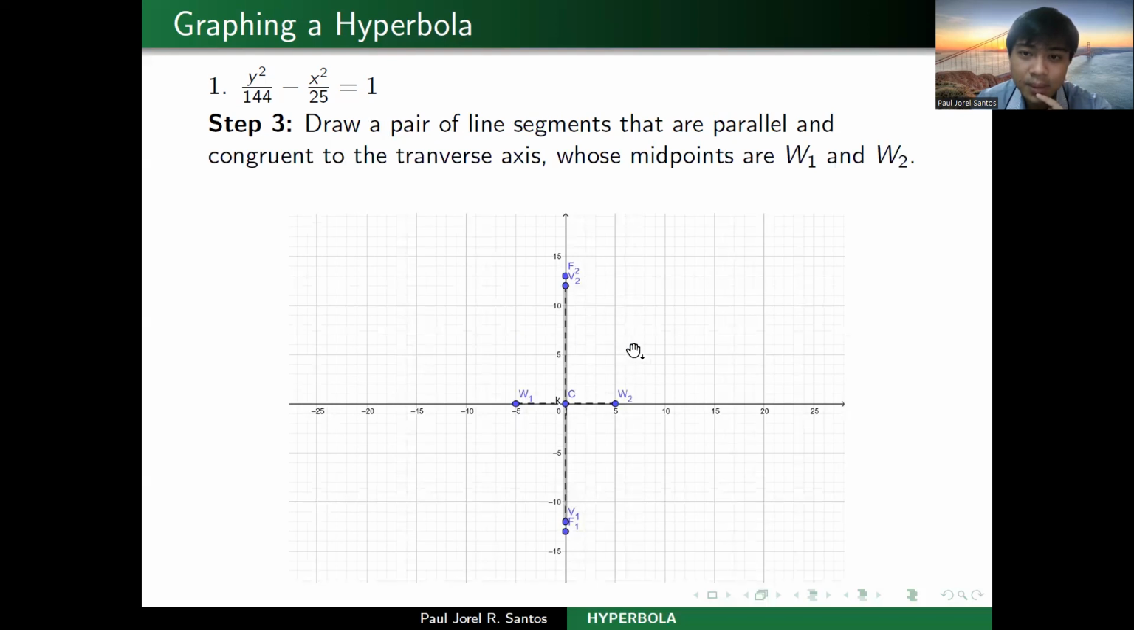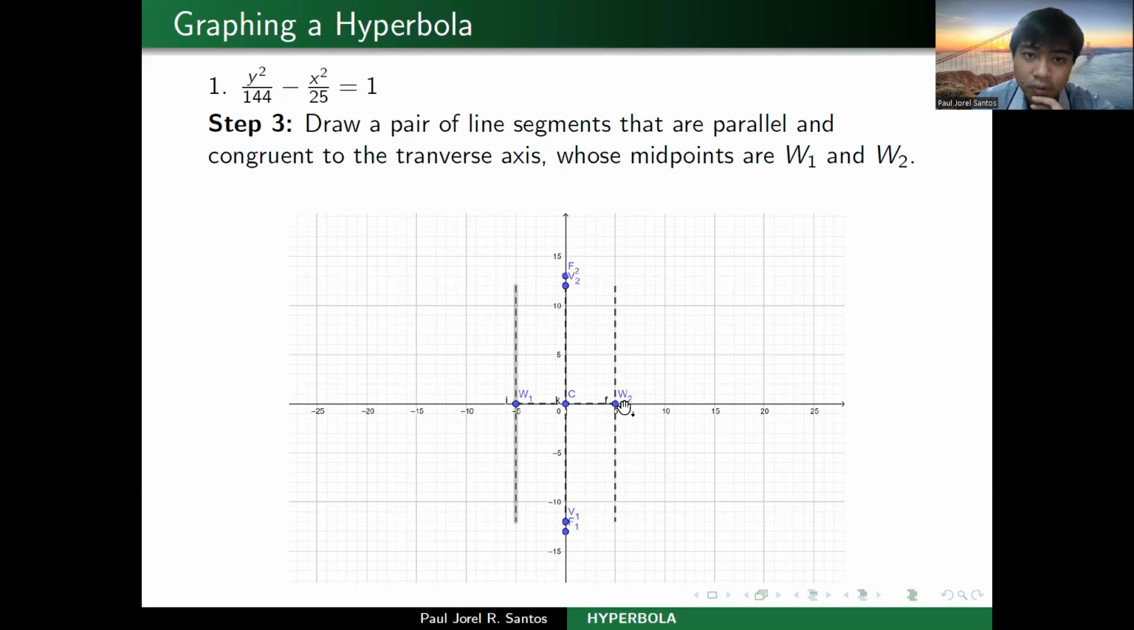Draw a pair of line segments that are parallel and congruent to the transverse axis, whose midpoints are W sub 1 and W sub 2. Doing this, it will be this. Okay? This line segment is the transverse axis. The lines that are parallel and congruent to this transverse axis are this line segment. Okay, take note that its midpoints are W sub 1 and W sub 2. It is parallel and congruent, and its midpoints are W sub 1 and W sub 2.